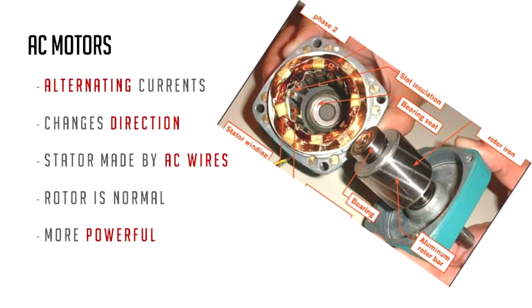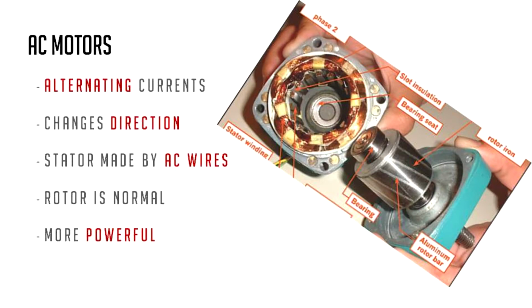Now let's learn about AC motors. AC motors are alternating current motors. Here the current changes direction every second, so it alternates up and down. And when that happens, AC motors basically use different kinds of stator and rotor. Now let's learn about what a rotor and stator in a motor are.